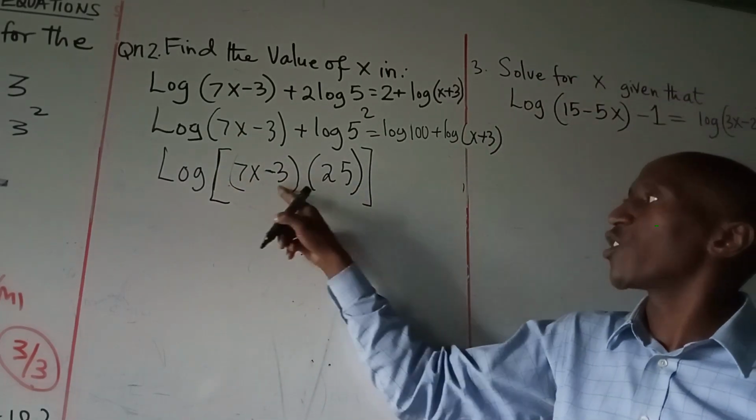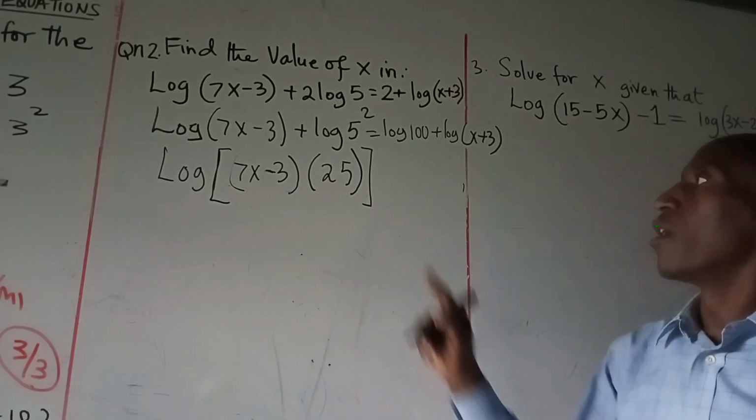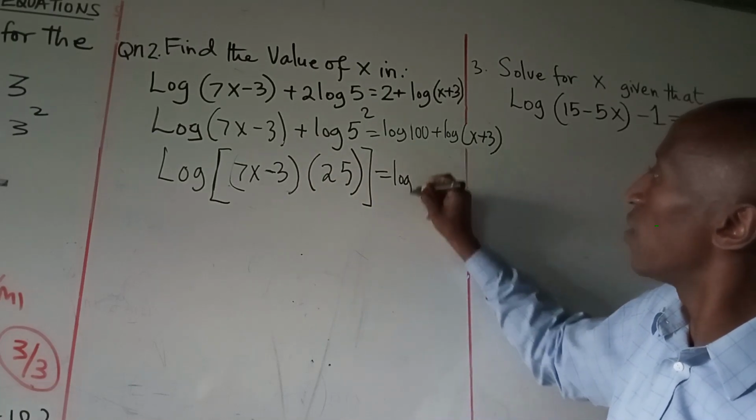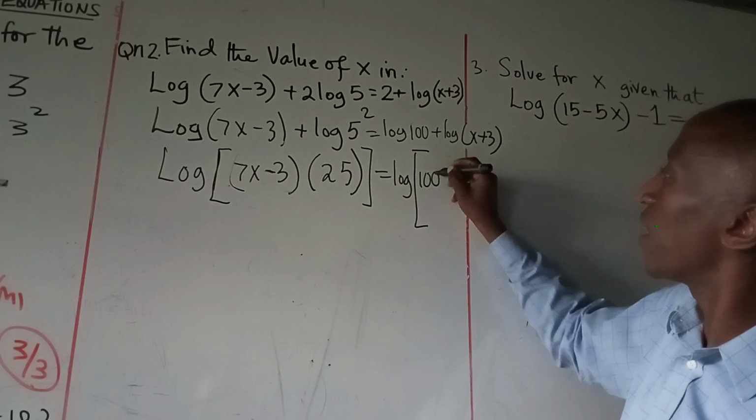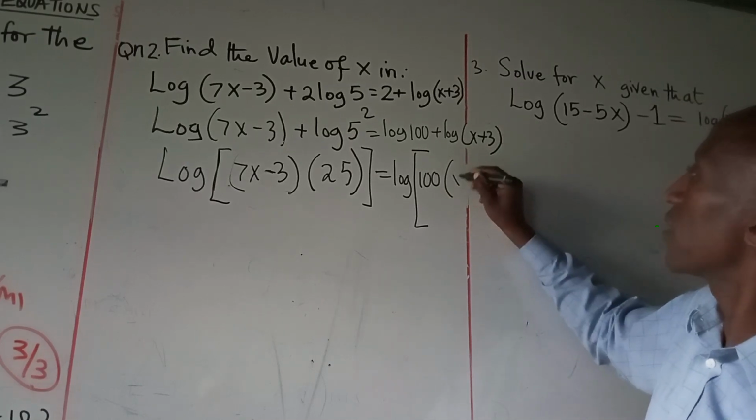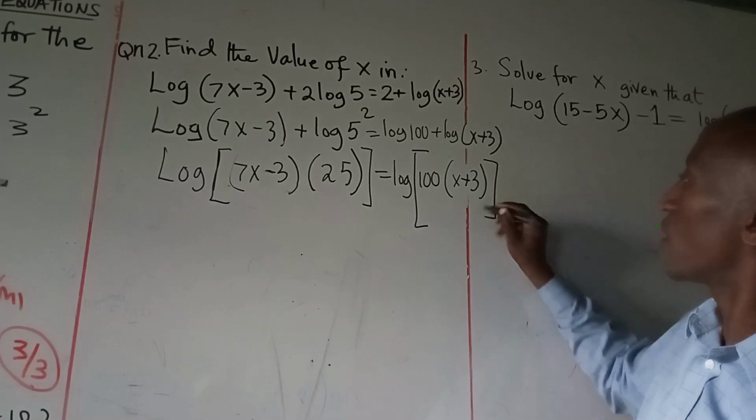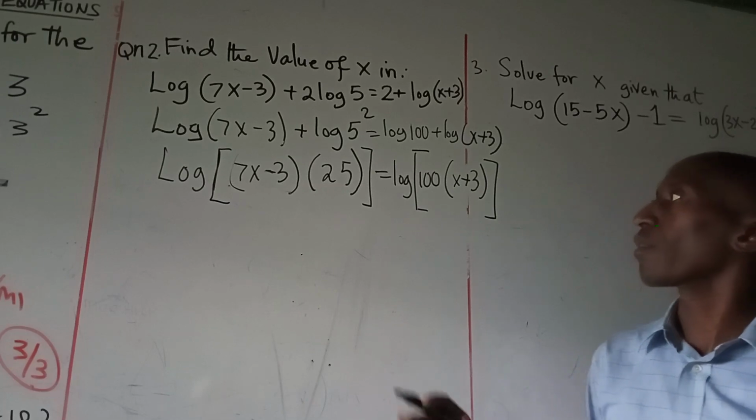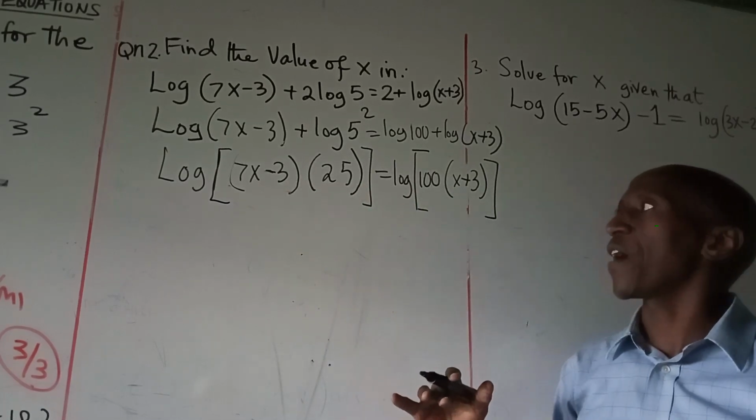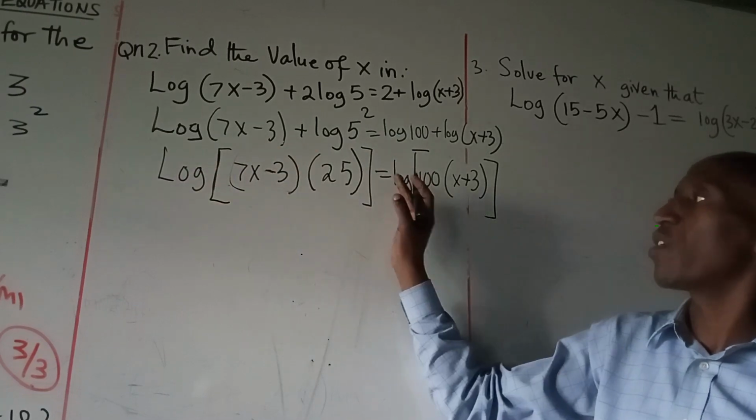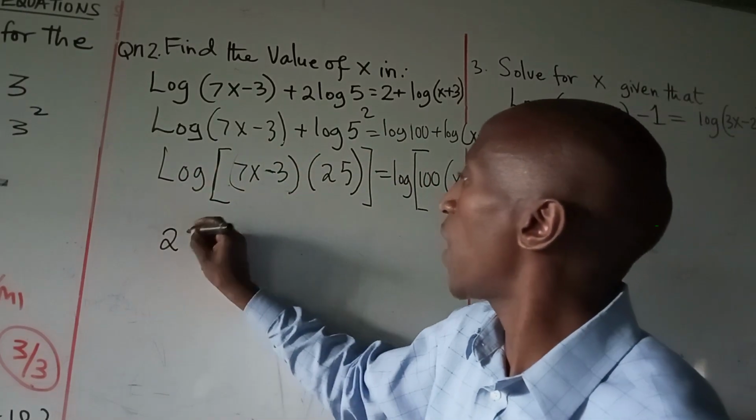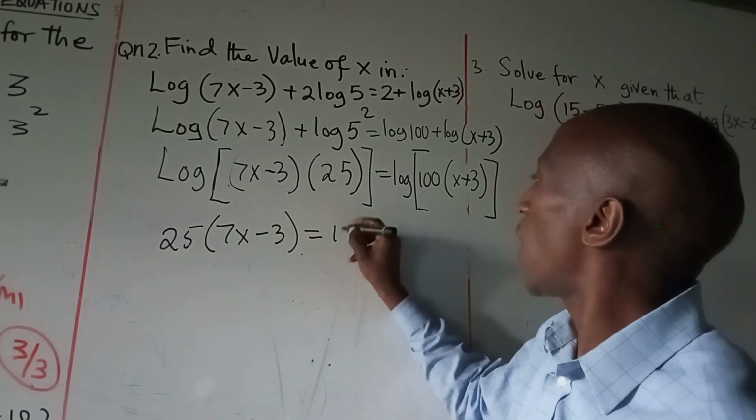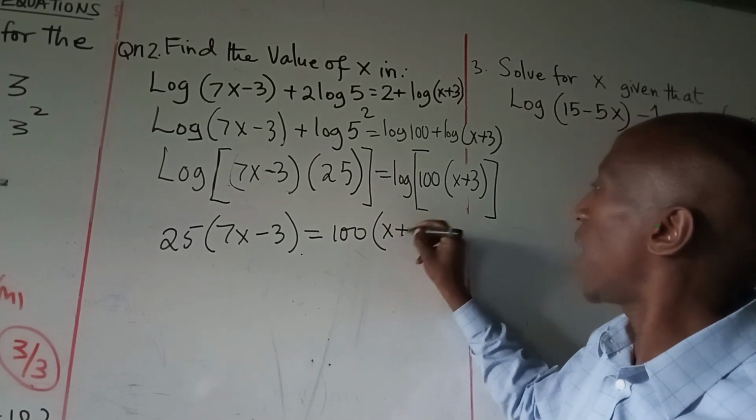So the numbers are multiplying because we are adding their logarithms, and that comes to be the logarithm of, once more, we take 100 multiplied by x plus 3, and we can close that. So in this case, the equation is becoming simplified in the sense that at this point we can drop the logarithms so that we have 25 into 7x minus 3 is equal to 100 into x plus 3.